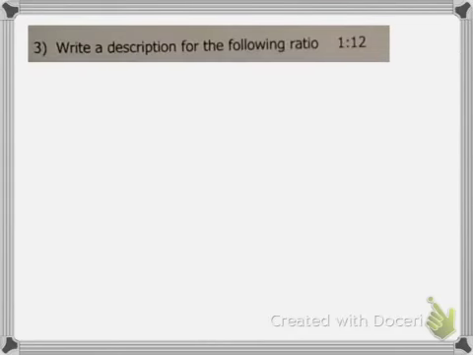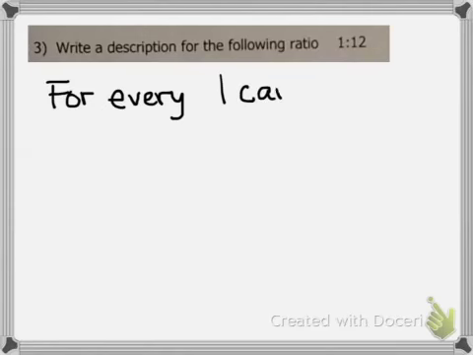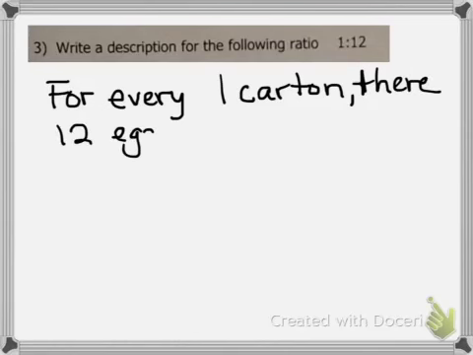Number 3, write a description for the following ratio, 1 to 12. When we're writing ratios, we use the words "for every." So we have for every, let's say, 1 carton, there are 12 eggs. You could use any 2 different items to compare. For every 1 pair of shoes, I have 12 socks. For every 1 banana I eat, 12 pieces of chocolate. It could be anything, especially if your 2 items are different.